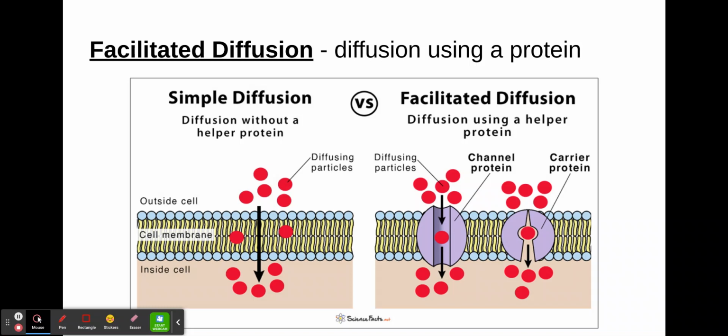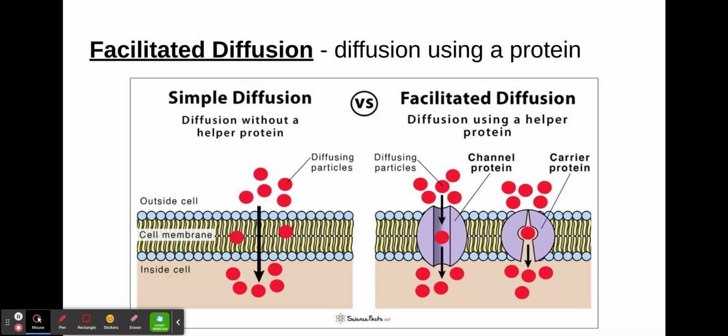So it's still diffusion. It's still going to go from high to low. It's not going to use energy, but this time it's going to use a protein. Regular diffusion is what we call simple diffusion. Facilitated diffusion just uses a protein. There's different types of proteins. You don't necessarily need to know the difference. One of them makes long skinny channels. The other has a little shape for that molecule to fit into.